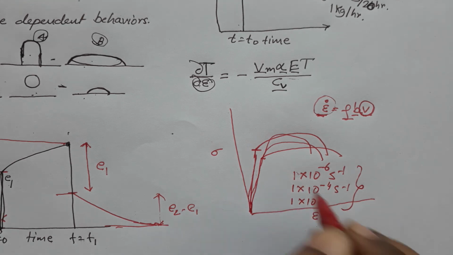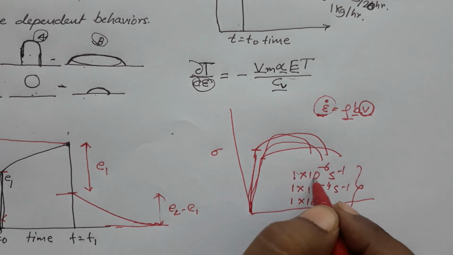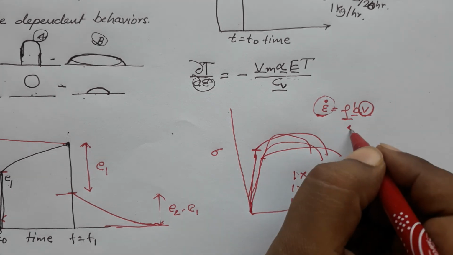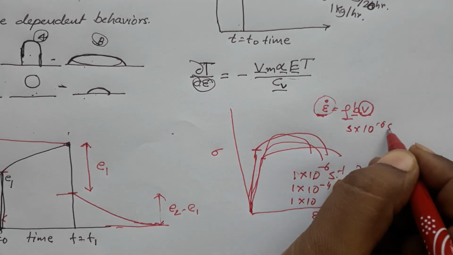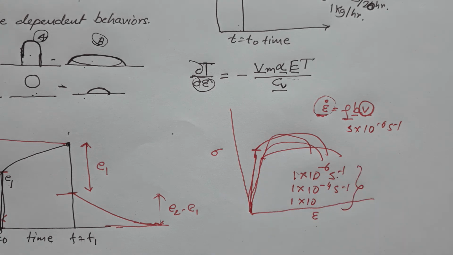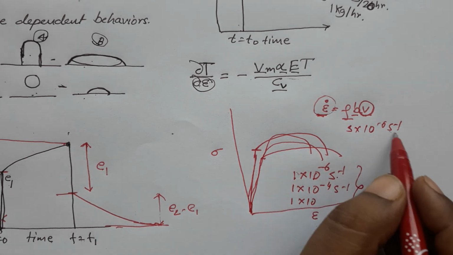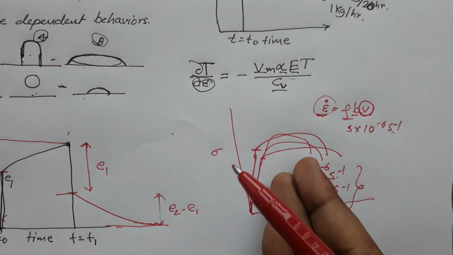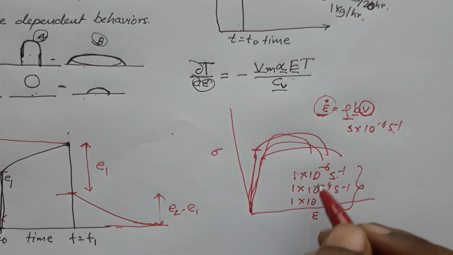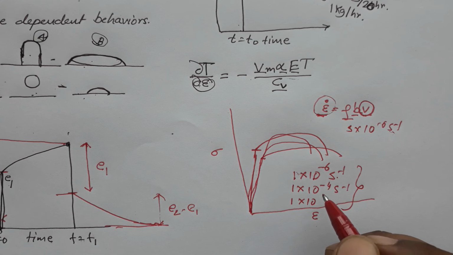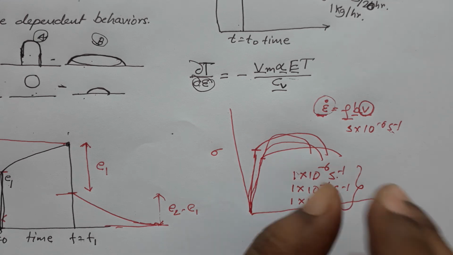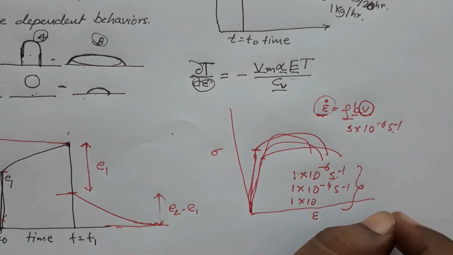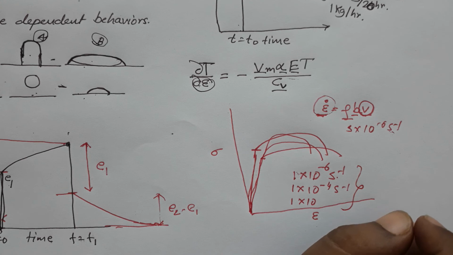But if you change it from 1 into 10 to the power minus 6 per second to 5 into 10 to the power minus 6 per second, you will not see any change in any part of this stress strain diagram. So strain rate does not result in any effect if you do not change it by a considerable amount, and this is true for metallic materials. The reason is metallic materials show the time dependency very insignificantly.